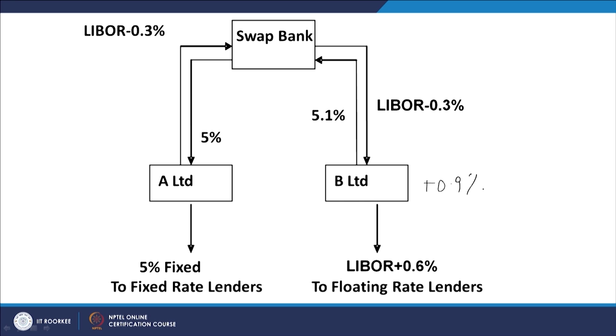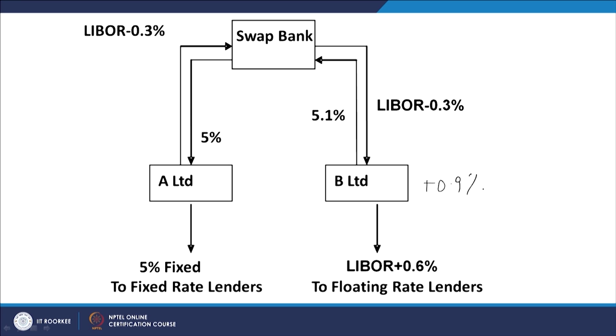Therefore, as far as the floating rate exposure is concerned, B is not affected. We do not consider default risk here. As far as B is concerned, it receives LIBOR and it passes on LIBOR to the floating rate lender. So the floating nature of the loan does not influence B.